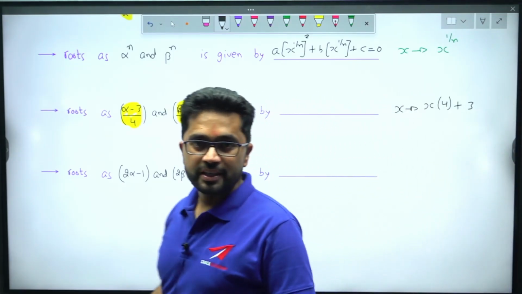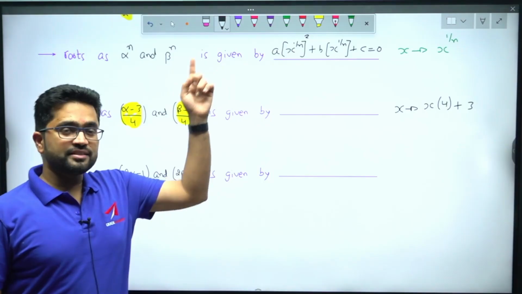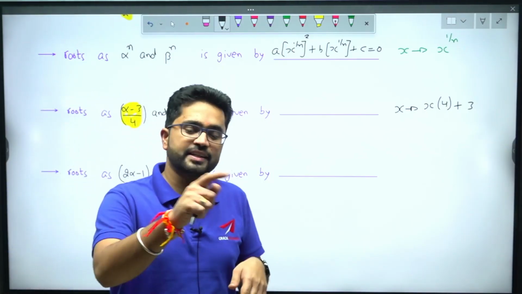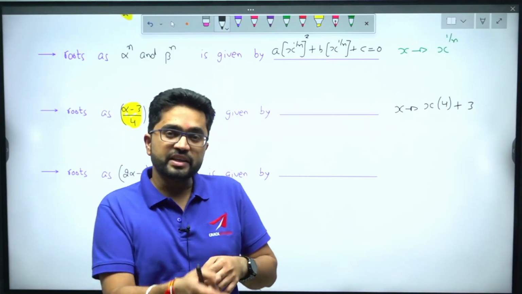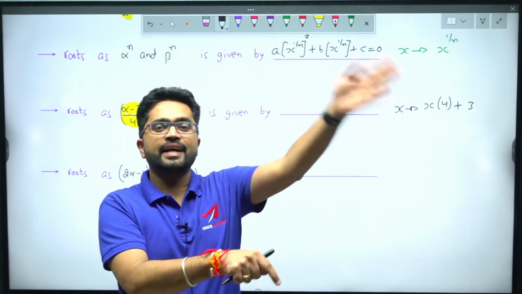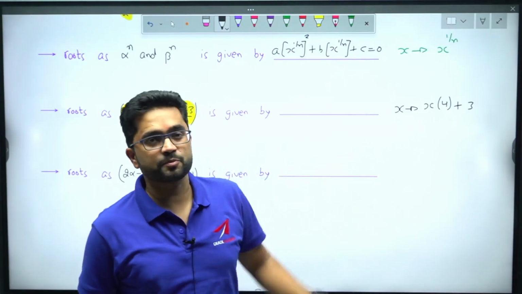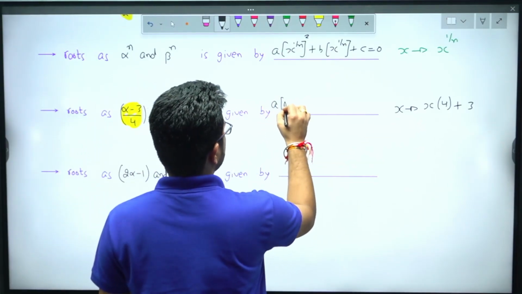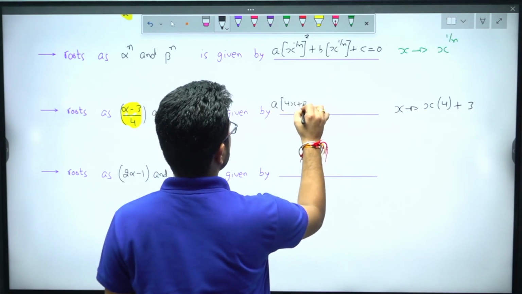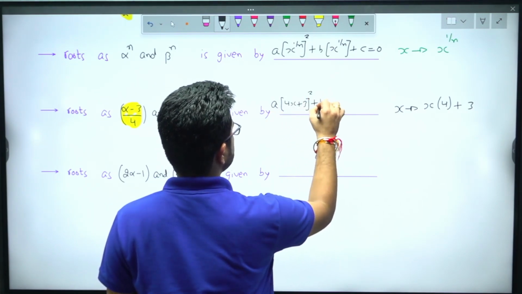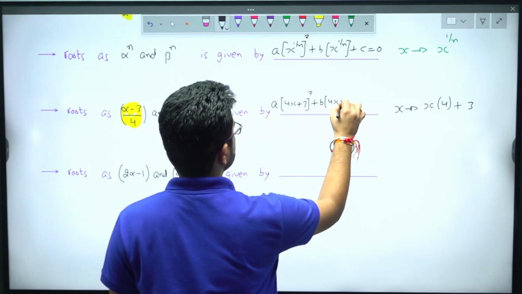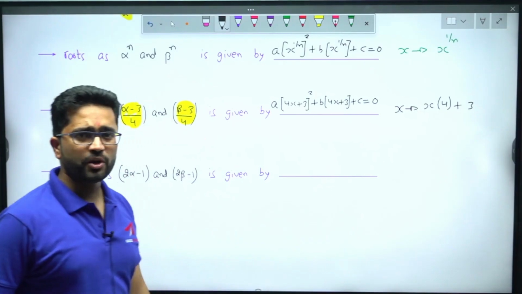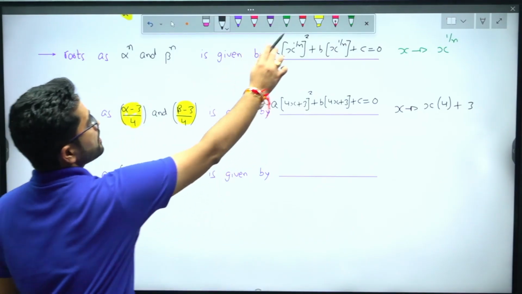Reverse operation. See, alpha changed as alpha minus 3 by 4, subtracted 3 and then divided by 4. So reverse operation is multiply by 4 first and then add 3. That is why 4x plus 3 is there. So the quadratic equation would be a times (4x plus 3) whole square plus b times (4x plus 3) plus c equals 0.